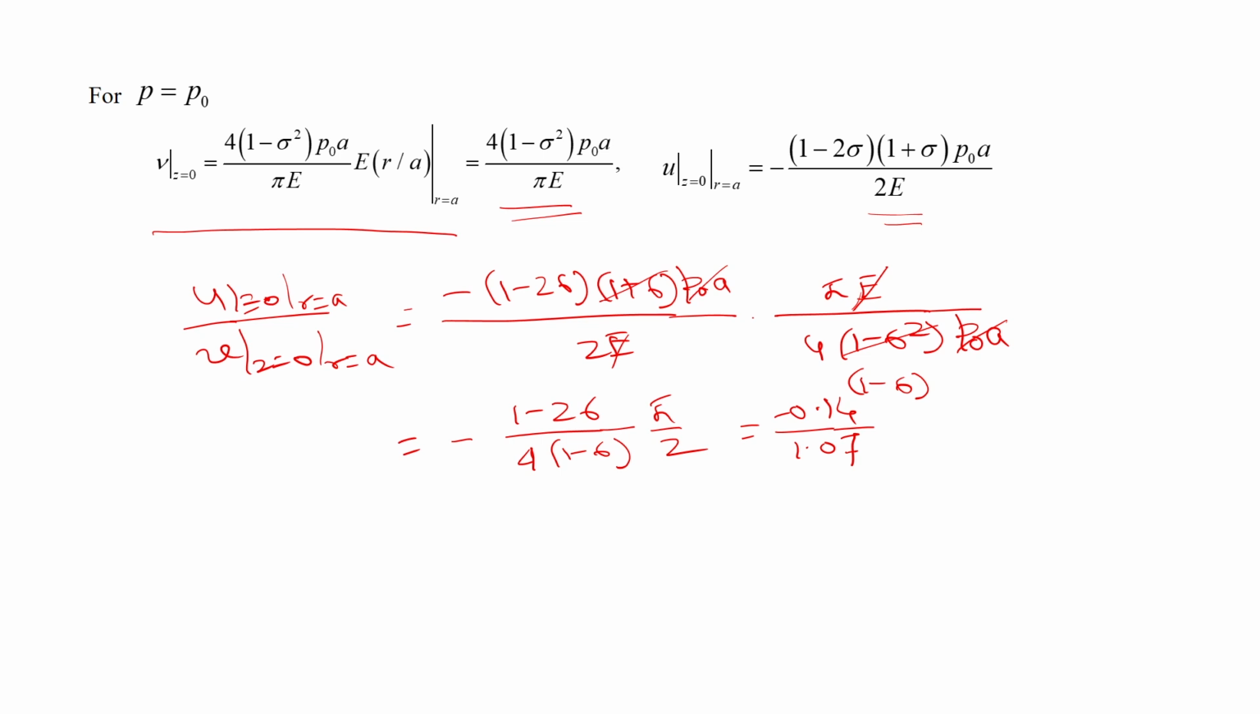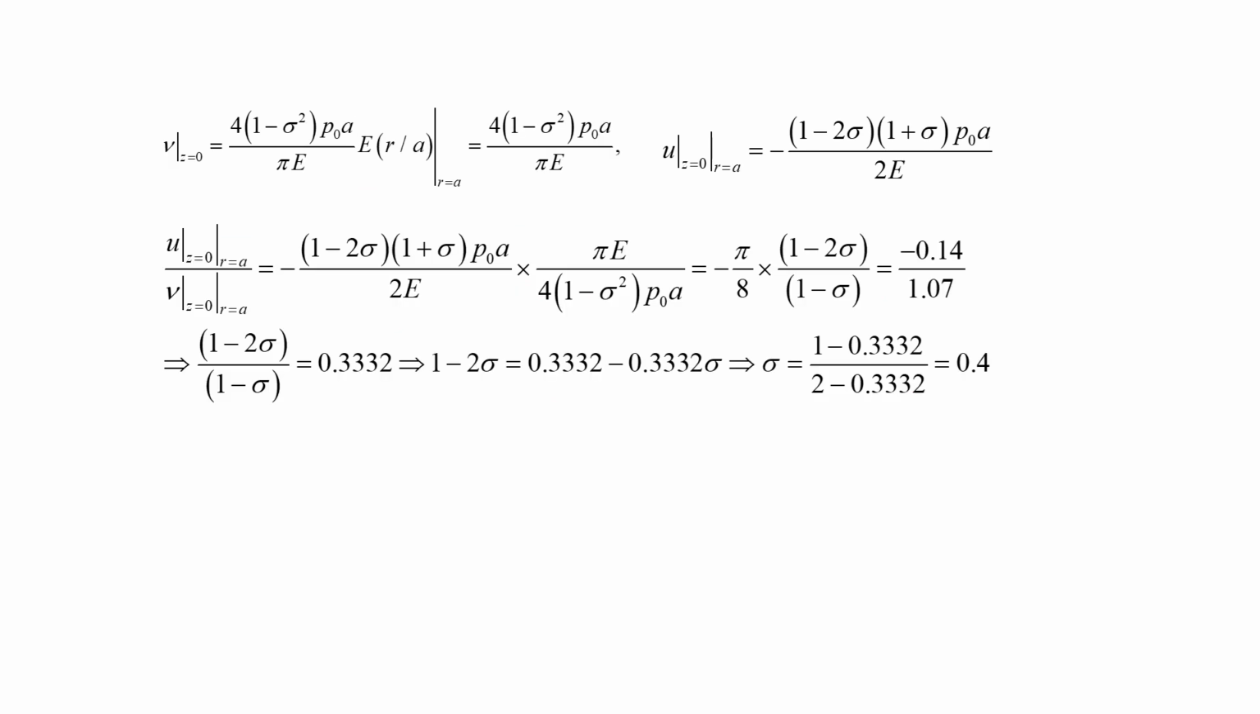We used all that, and we can now put in the value of pi and all that. By putting in the value of pi and doing a little calculation, we found that sigma, that is the Poisson ratio, comes out to be 0.4. So, the Poisson ratio is 0.4.